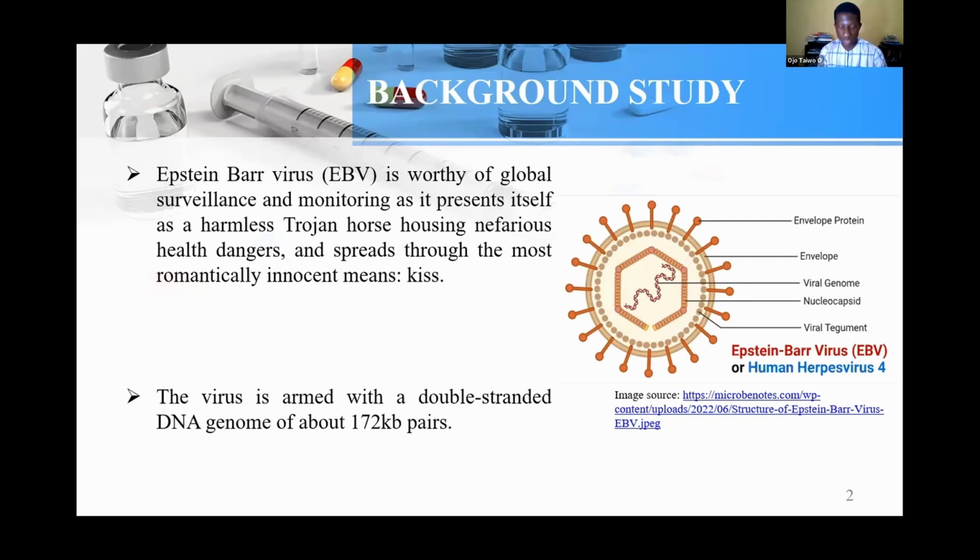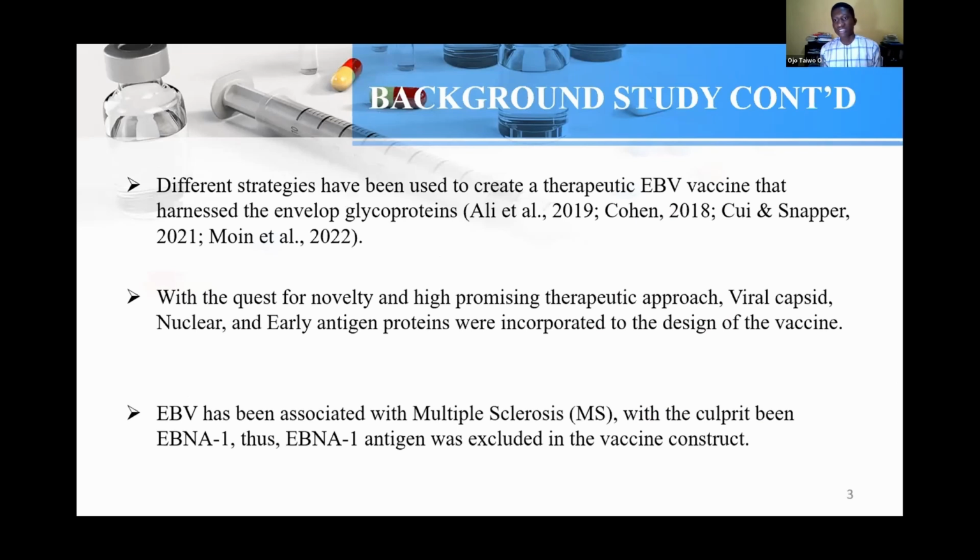But one of the most reportable means is the grammatically innocent means, which is the kiss. So sometimes this virus is referred to as the kissing virus, and it's a DNA virus of about 172 kilo base pairs. Now, different strategies have been made to create a therapeutic Epstein Barr virus vaccine, and all of these approaches have incorporated the envelope glycoproteins of the virus.